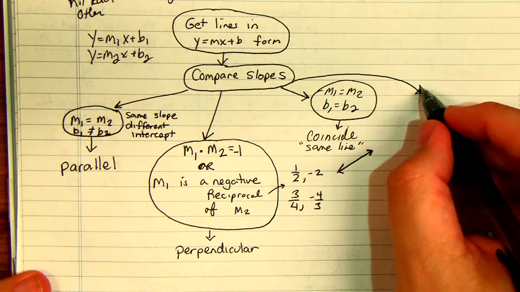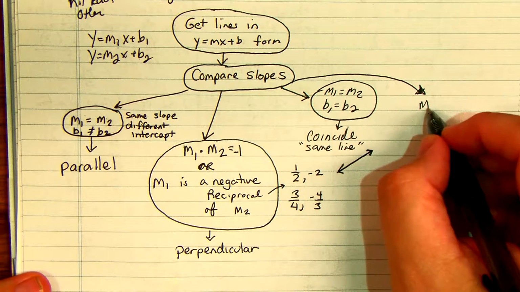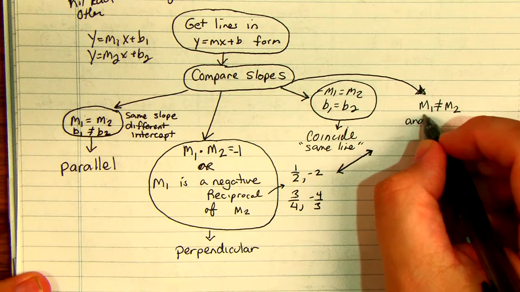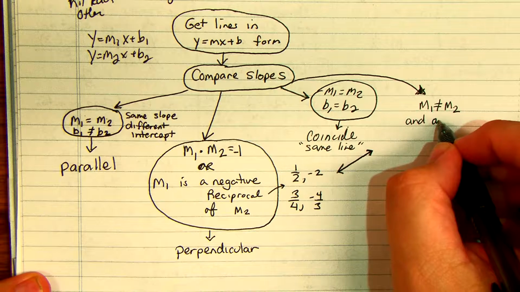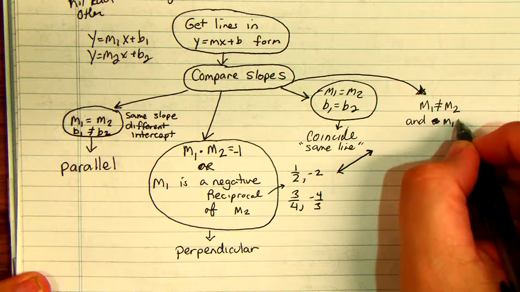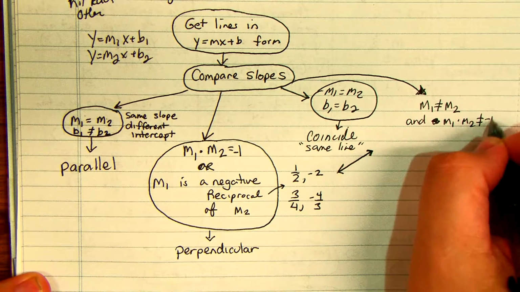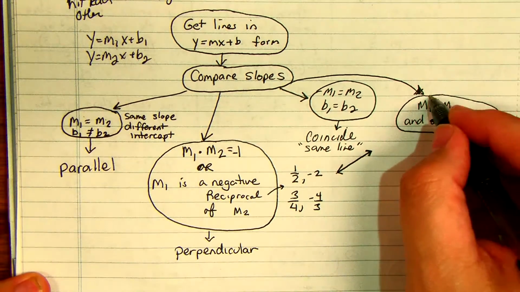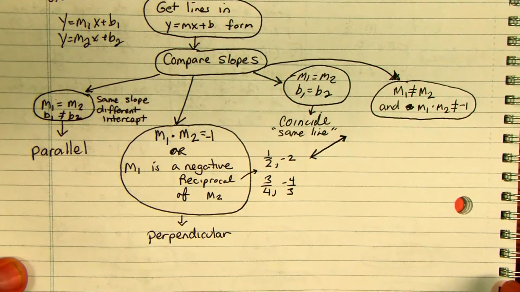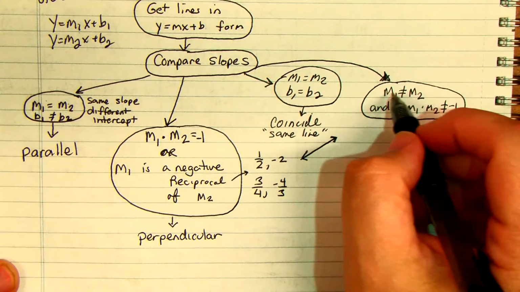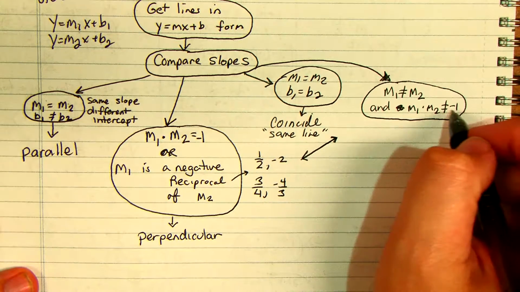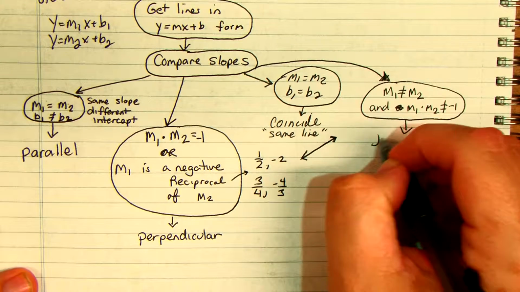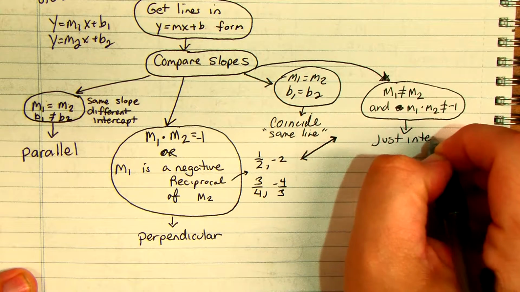And then if you're comparing slopes and m1 does not equal m2, and m1 times m2 does not equal -1, what happens if they equal -1? They're perpendicular. But if m1 does not equal m2, and m1 times m2 does not equal -1, they just intersect, nothing special.